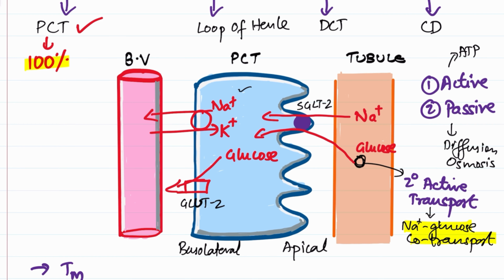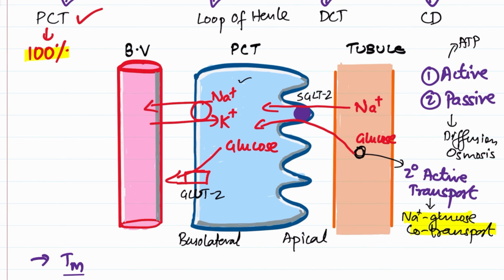How or what actually happens in such a scenario? To understand that, we need to know the concept of transport maximum. In a normal individual, let's say that 5 molecules of glucose enter the tubules after filtration, and let's say that we have 10 transporters. So we have 10 transporters in the membrane.